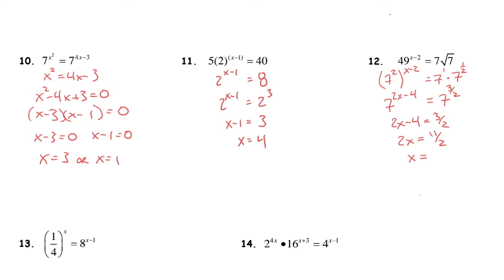And then when I divide both sides by 2, and I know sometimes this gets confusing, but when I divide 11 over 2 by 2, this is the same as multiplying by the reciprocal. So my answer is 11 over 4.